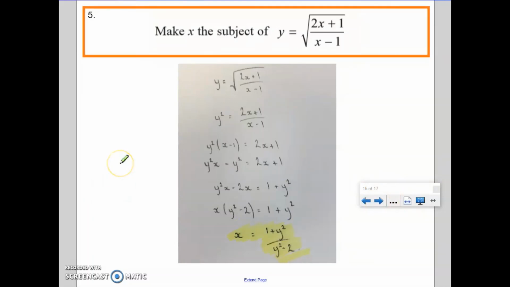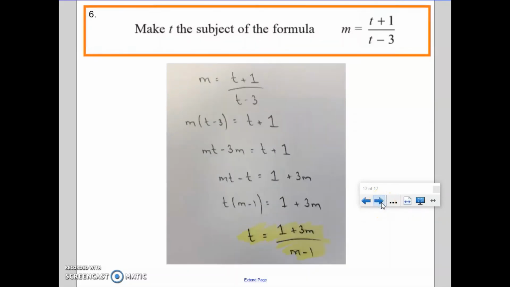Question 5 looks something like this. You can work through my algebra manipulation for each step, and you can see that I've isolated the x at the end, which is what the question asked me to do. And finally, question 6. You can see my starting point was multiplying both sides by t minus 3, which is why I ended up having to add a bracket into my manipulation at this point.